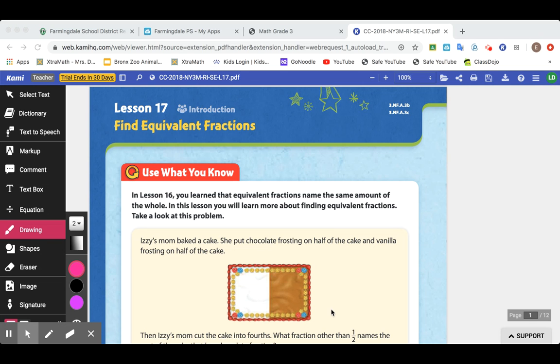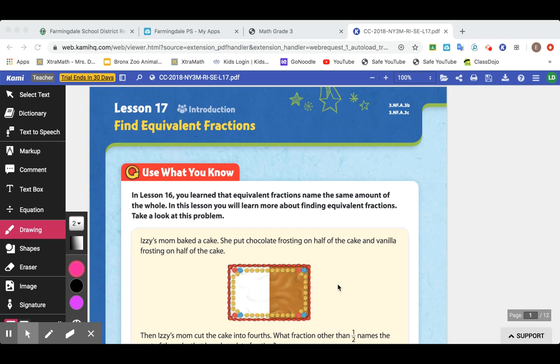All right. So anyway, this is kind of reminding us what we started with last week. It says in lesson 16, you learned that equivalent fractions name the same amount of the whole. And in this lesson, you're going to learn more about finding equivalent fractions.